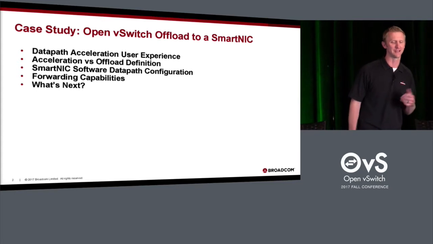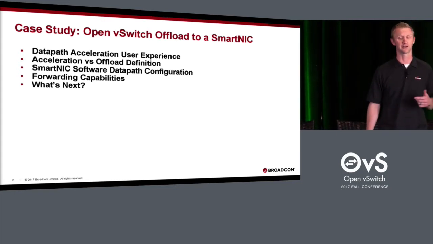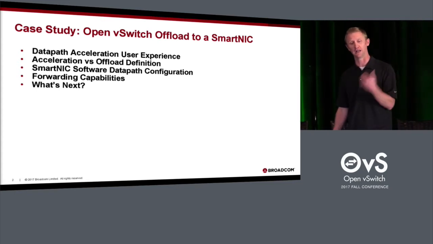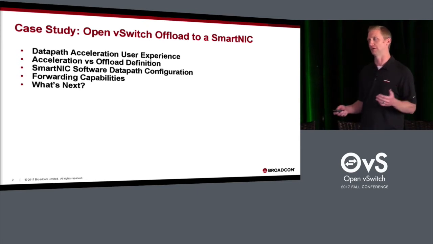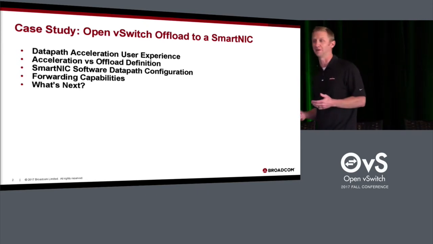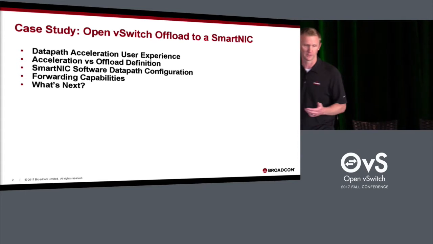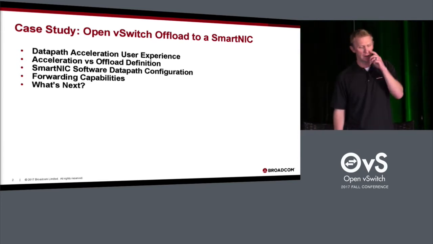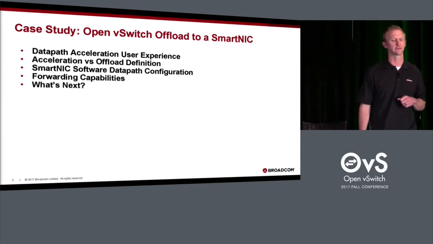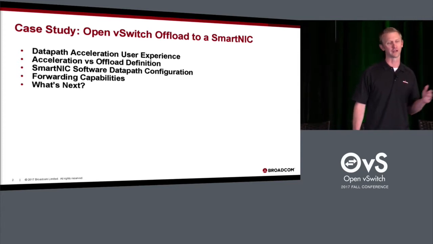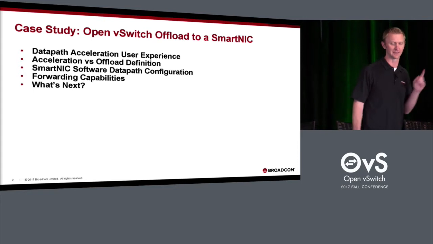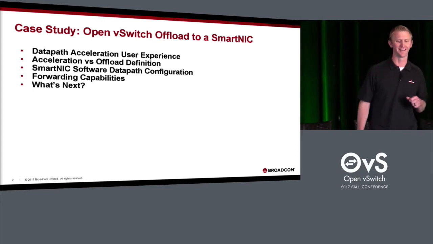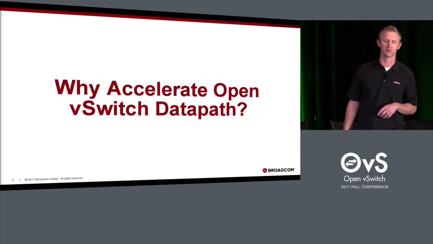So I'll talk a little bit about the data path acceleration user experience, what that's like right now. We've heard a lot of discussion about it. A lot of it's extremely positive. I tend to agree. It's very positive. But there are some issues. I'm also going to try to define a little bit what we like to think about as the difference between acceleration and offload. I think it's an important point. I'll talk a little bit about the SmartNIC, software data path config, our forwarding capabilities, because everybody loves performance slides, except marketing people. And then I'll talk about what's next, so pretty standard.